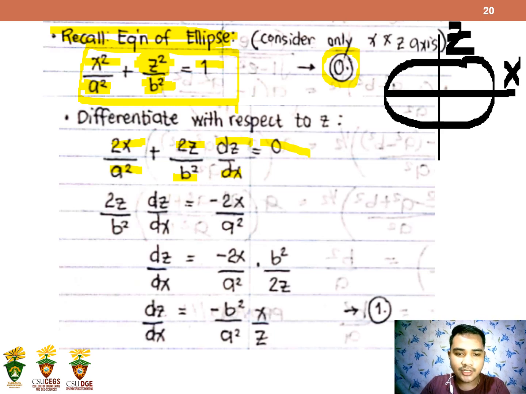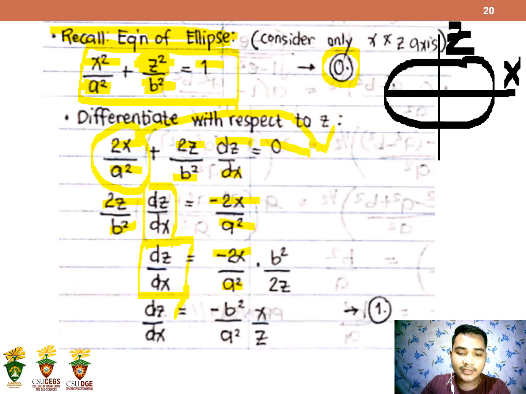So we manipulate the equation so that what remains is dz over dx. Therefore, we transpose the 2x over a squared to the right side, so it becomes 2z over b squared dz over dx is equal to negative 2x over a squared. Since we want dz over dx to be left alone on the left side.